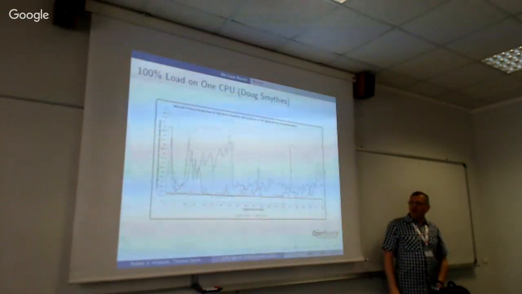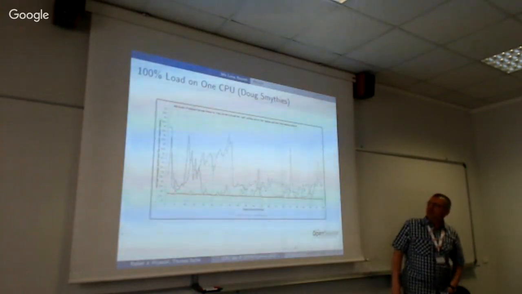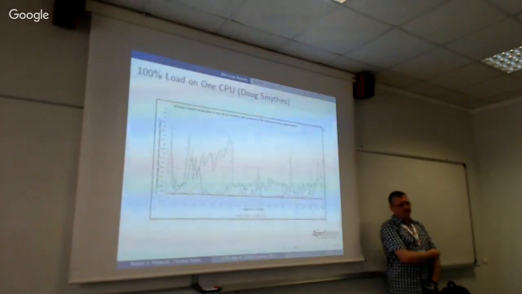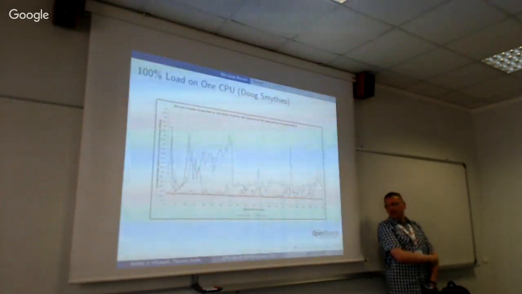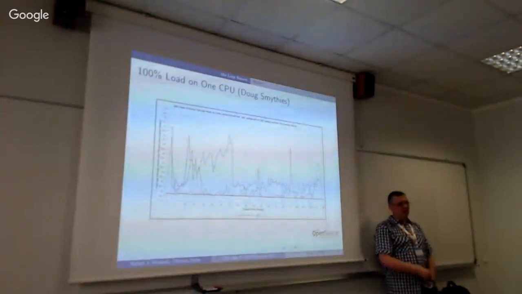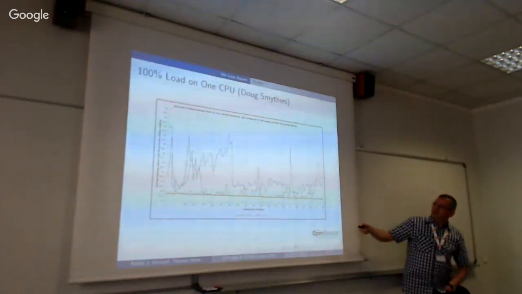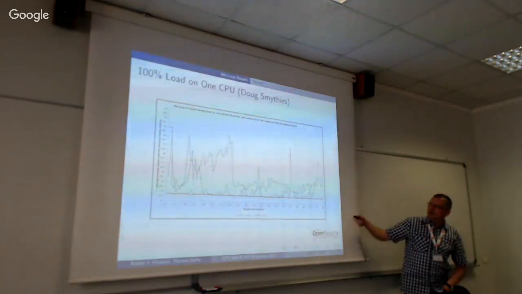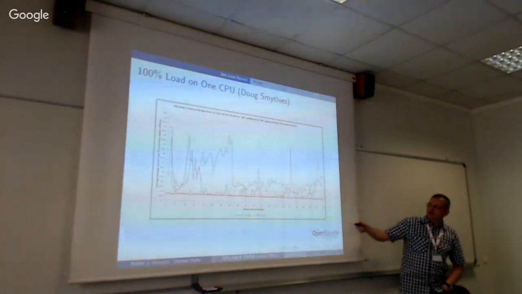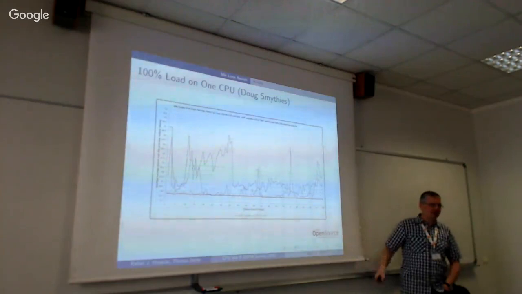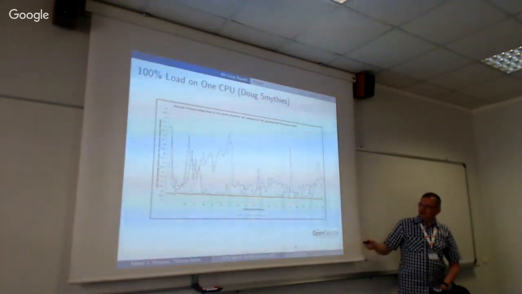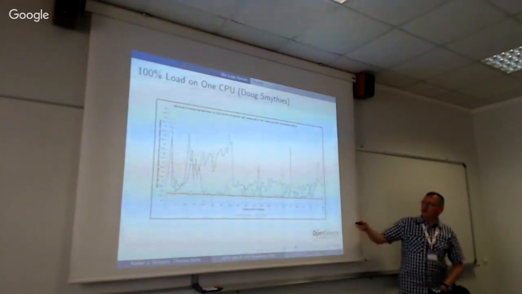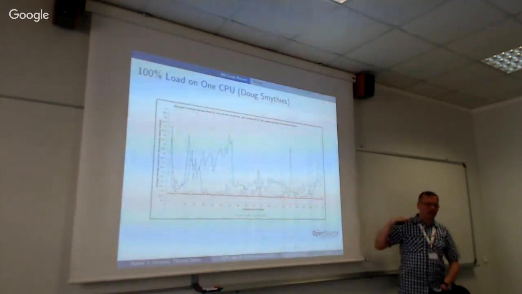So these are results from Doug Smythies, one of the bug reporters for this problem. And this is not idle. It's 100% load on one CPU in a multi-core system. I think it was Ivy Bridge. The blue line is the reference, 4.16. The red line is our kernel after the changes. The purple is something intermediate.